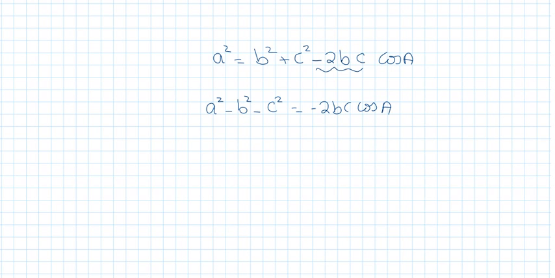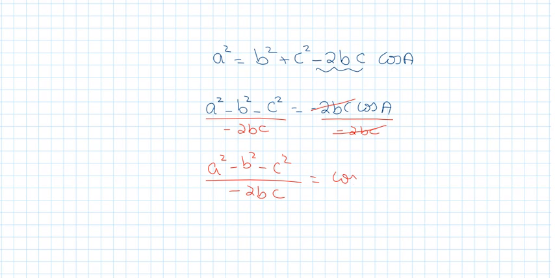Division, but negative goes on that side. I have to divide by a negative, right? Because when I'm getting rid of the negative 2bc, I'm dividing by negative 2bc. I have to divide by negative 2bc on both sides to get rid of that. So my formula is a squared minus b squared minus c squared over negative 2bc equals cos A.